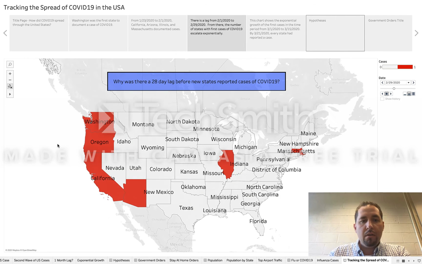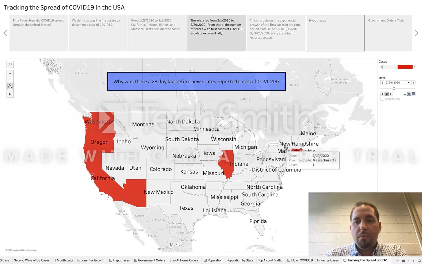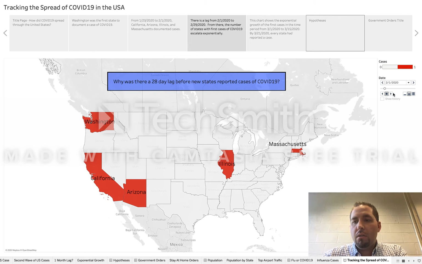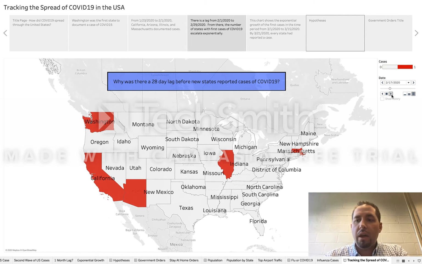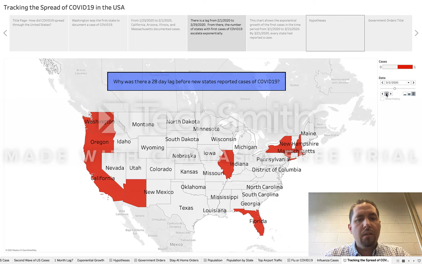Very interestingly, as I started to track the spread from these initial states to the rest of the country, you can start to see there is a 28-day lag from 2/1 to 2/29 before any new cases start to show up or get reported. And that is intriguing to me. And so a question that I needed to answer, at least try to find if there were any leading indicators, was why was there a 28-day lag before new states reported cases of COVID-19? It is very curious, as you can see here, why nothing was reported. So it's definitely something I wanted to look into.